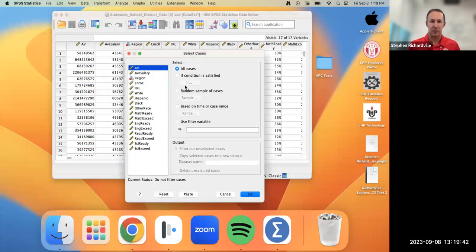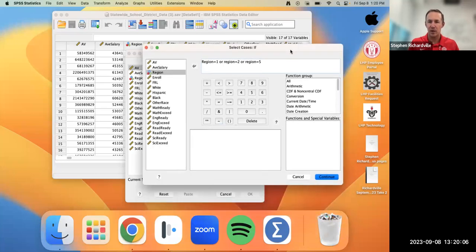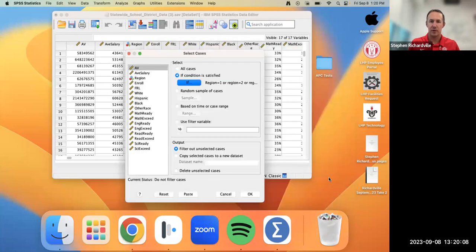This is important anyway. We're going to go ahead and make sure that we're only looking at regions 1, 2, and 5. So we want region equals 1 or region equals 2 or, oops, need an equals in there, or region equals 5. So if I do that, I should be able to continue here, and those conditions are met then.